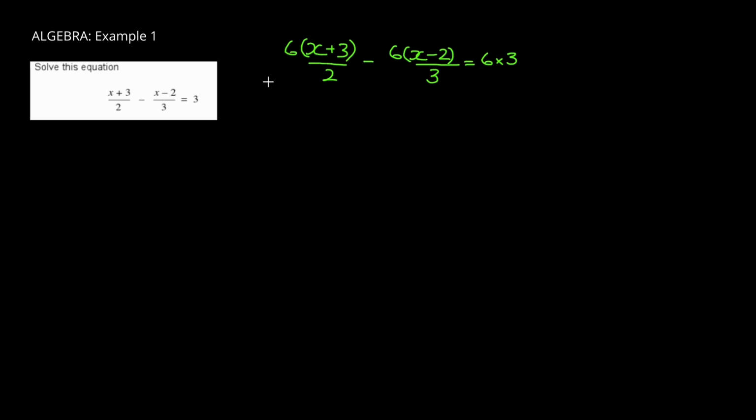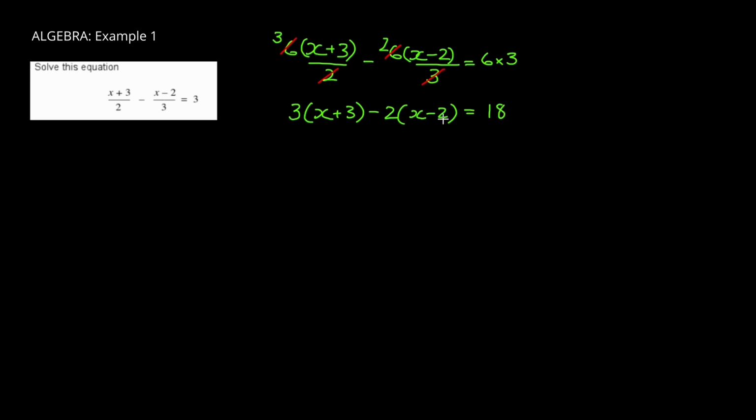Now let's do some cancelling. 2 will go into that 6 3 times. And 3 will go into that 6 2 times. So I've got rid of both of my denominator problems. Everything on the next line that I'm going to write is going to be on the same line. We've got 3 times (x plus 3), take away 2 times (x minus 2). And we might as well multiply this up. 6 times 3, 18.